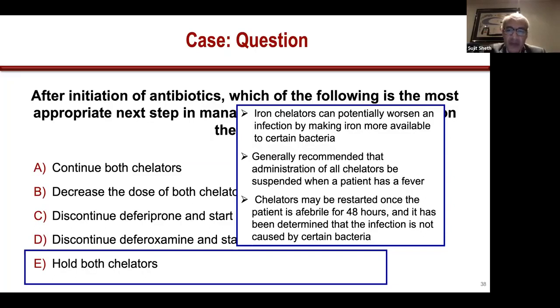And therefore, it's recommended that the administration of all chelators be suspended when any patient has a fever. Chelators may be restarted after the patient has been afebrile for 48 hours, and it has been determined that the infection is not a result of certain bacteria that are particularly iron avid.